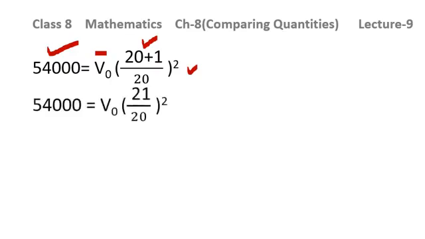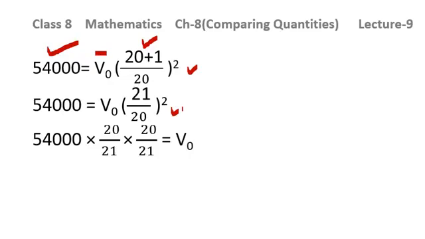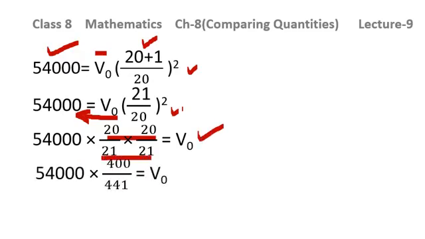Now after solving the bracket, you will be getting 54,000 is equal to V naught into 21 over 20 raised to the power 2. So this 21 over 20 raised to the power 2 will be shifted to the left hand side. So 20 into 20 will be written in the numerator divided by 21 into 21, that will be equal to V naught. So it will be 54,000 into 400 over 441, that is equal to V naught.